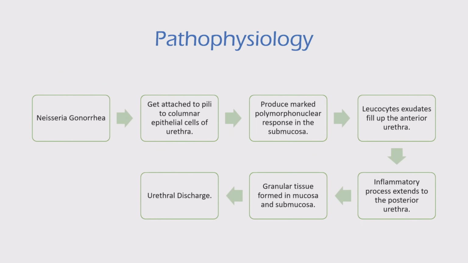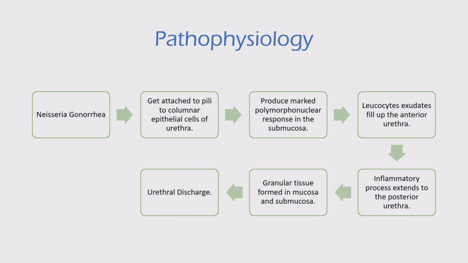Let's have a look at pathophysiology. Neisseria gonorrhea travels due to the reasons discussed before. It gets attached by pili to columnar epithelial cells of urethra. It then produces marked polymorphonuclear response in submucosa. Leukocyte exudates fill up the anterior urethra. Inflammatory process extends to the posterior urethra. Granular tissue forms in mucosa and submucosa. Lastly, it comes with urethral discharge.